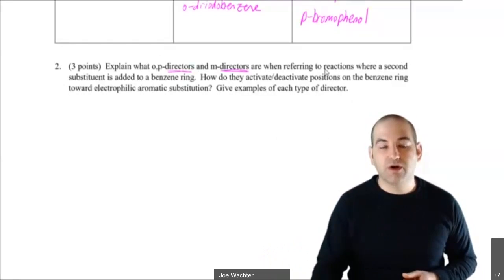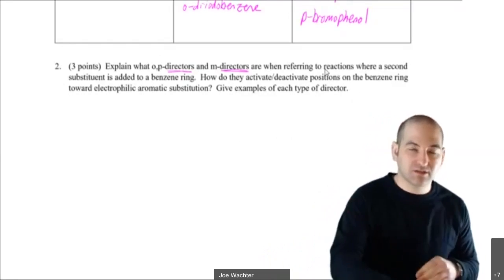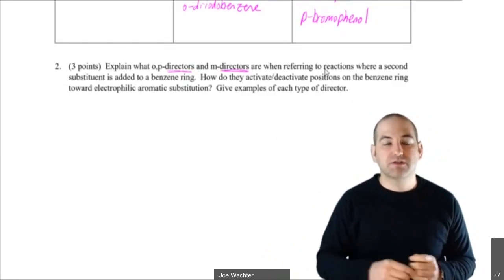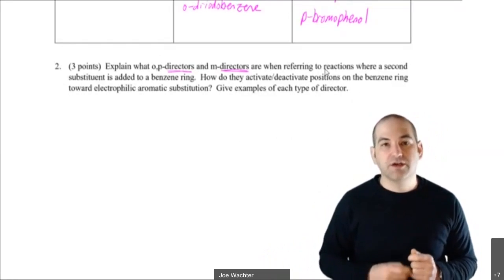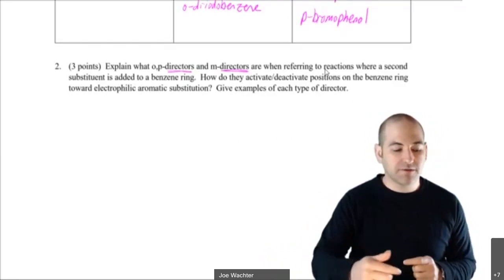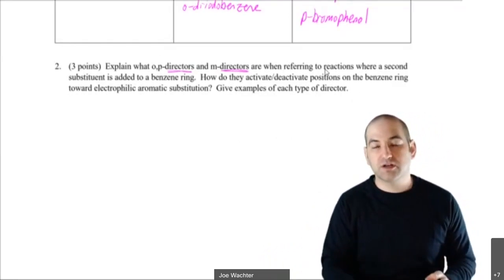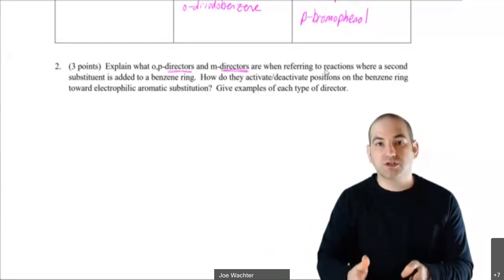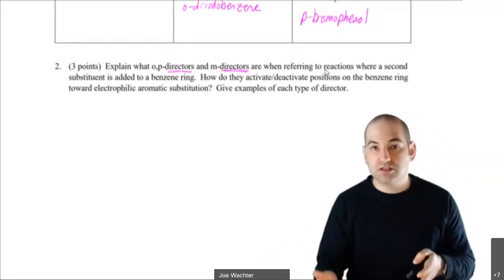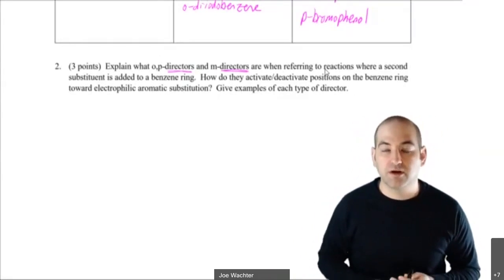So I wanted you to explain how substituents direct the next electrophile to a specific position on the benzene. So an ortho-para director directs the electrophile to the ortho and para positions because of the way that it donates electron density into the ring, making partial negative charges on those sites. So those sites are the most nucleophilic. So that's the kind of thing we're looking for.